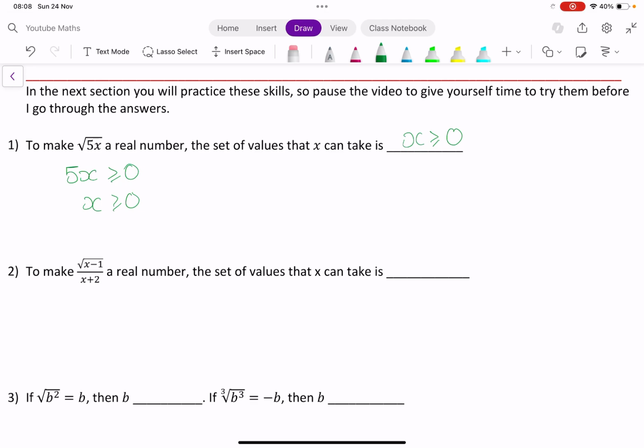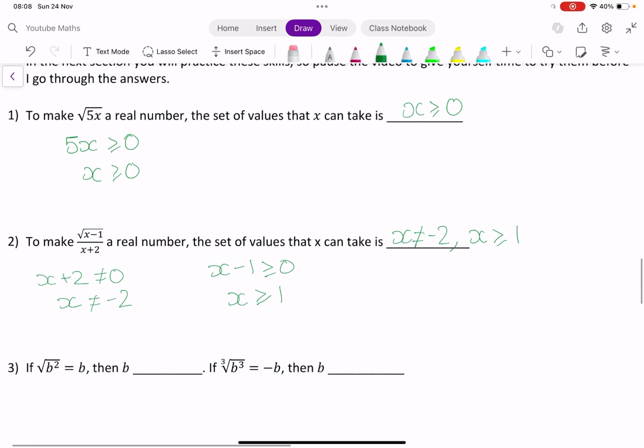To make this a real number, first let's look at the denominator. That cannot equal 0, so therefore x cannot equal minus 2. And then let's look at the numerator. That has to be greater than or equal to 0, so x has to be greater than or equal to 1. So the things it can equal is those.